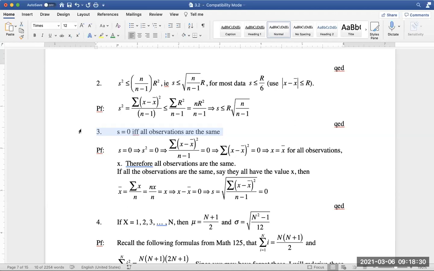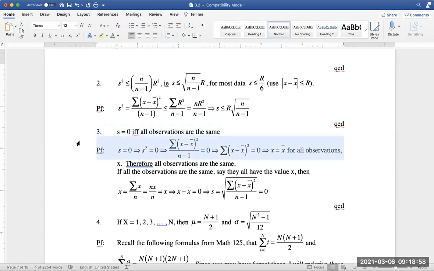Okay, so notice this is an if and only if. So I'm going to have to show them both ways. So first, assume that the sample standard deviation is 0. Then I'll show that the observations are all the same. After I've done that, then I'll go in the other direction. I'll assume that all observations are the same and show that the sample standard deviation is 0.